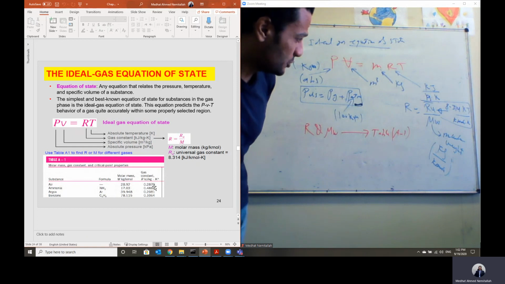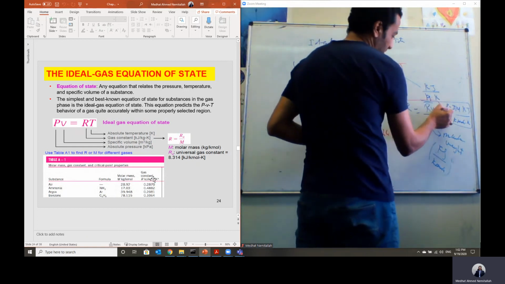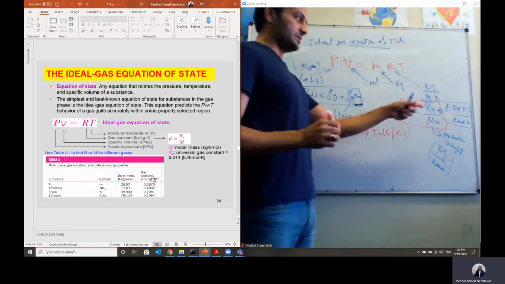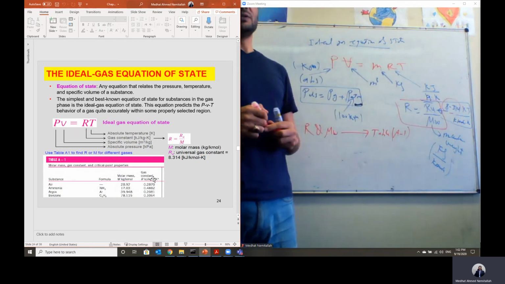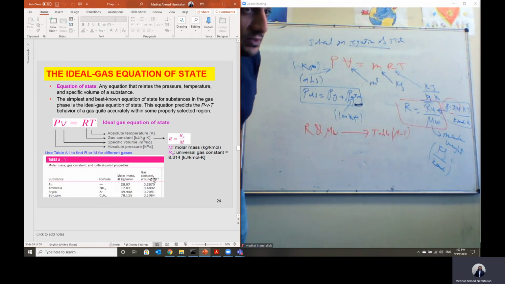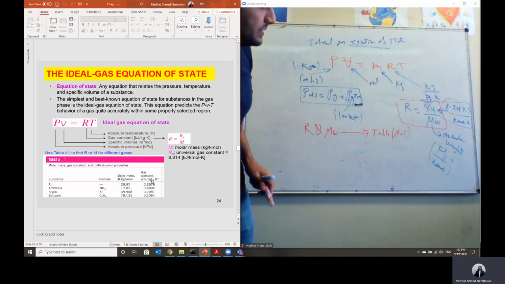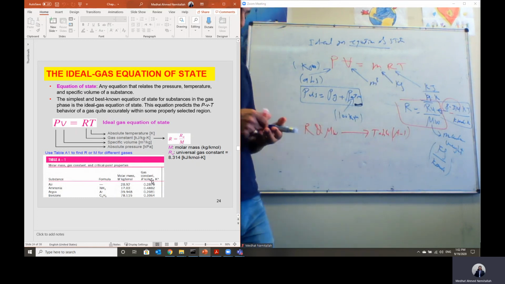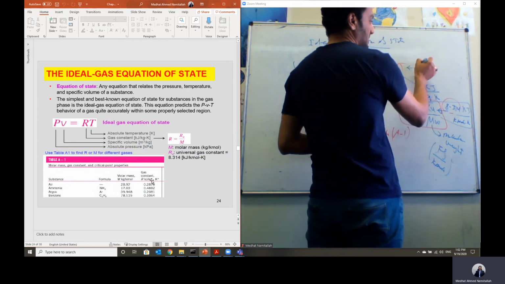Okay. Actually, the gas constant R, as we said, can be calculated for any gas using the value of the universal gas constant, which is 8.314, divided by the molecular weight. We can get the gas constant in this case. But in case of any ideal gas, I will be using table A1 to get the gas constant and the molecular weight.